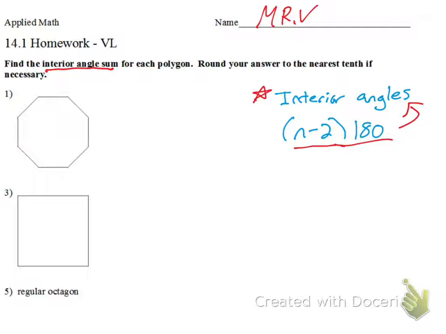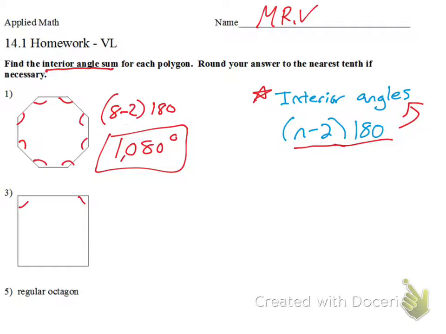the interior angles. So, for example, the first one, I see there's 1, 2, 3, 4, 5, 6, 7, 8. There's 8 angles. So that counts for n, or my number of angles. So it'd be 8 minus 2 times 180. I would just go to my calculator. I can do 8 minus 2 in my head, so it'd be 6 times 180. And that's going to give me 1080 degrees.